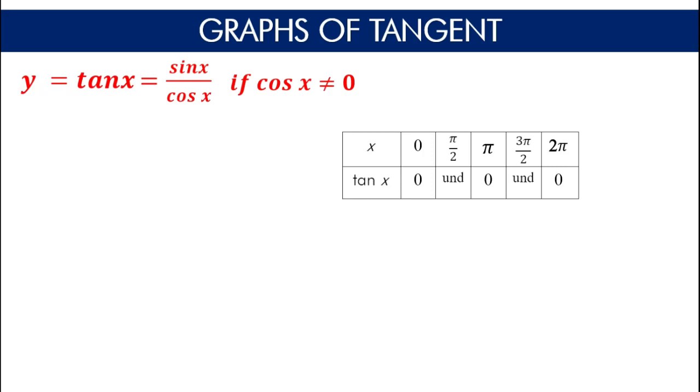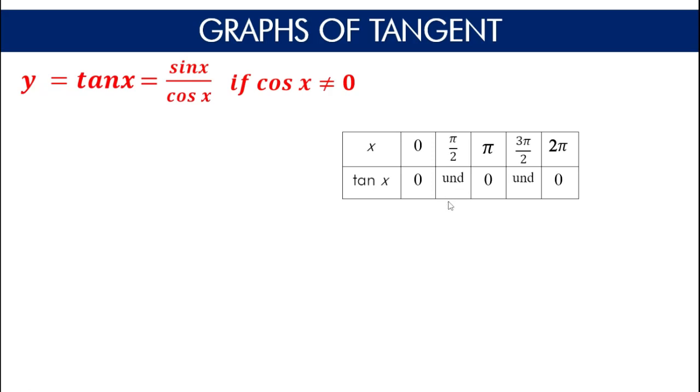If we're going to use the values 0, pi over 2, pi, 3 pi over 2, and 2 pi, and substitute that to tangent x, that is 0, undefined, 0, undefined, and 0. So obviously, we have here undefined values, which will become our vertical asymptotes.